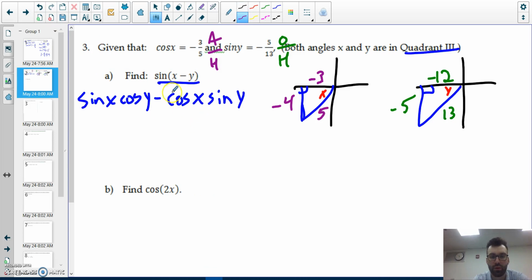All right, so I read ahead and rewrote that for you. Sine of x, cosine y, minus cosine x, sine of y. So sine of x, I go over to my triangle with my angle x. The sine is going to be negative 4 over 5. Cosine of y, go over to my triangle with y. Cosine is adjacent over hypotenuse, negative 12 over 13.